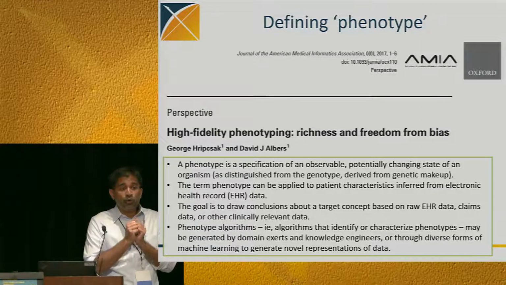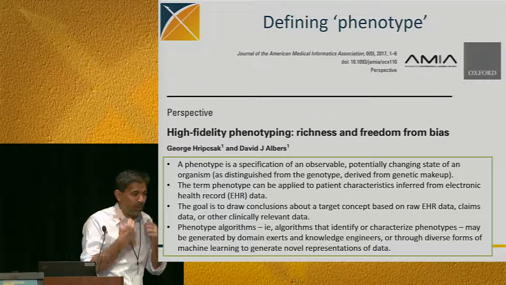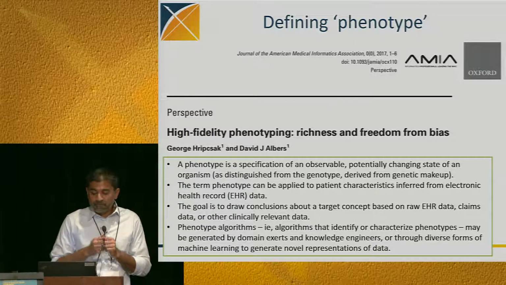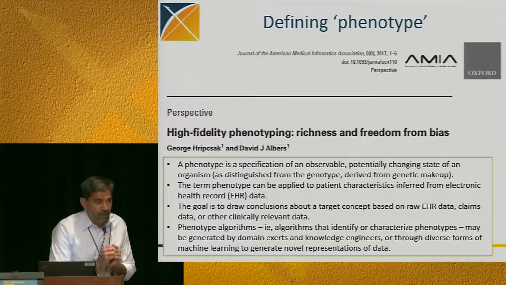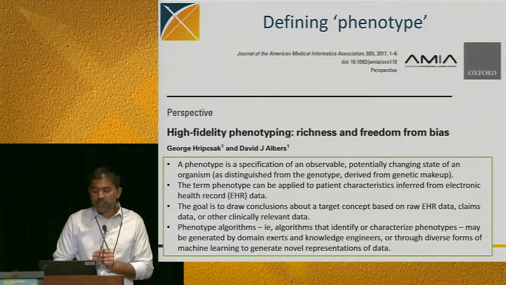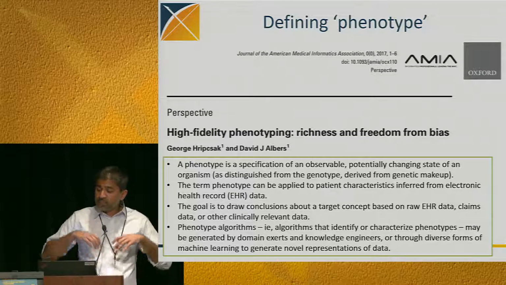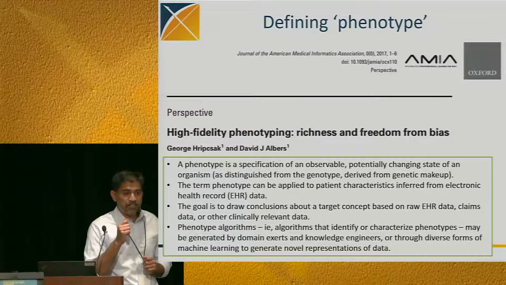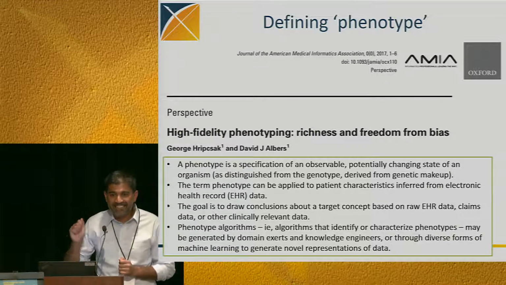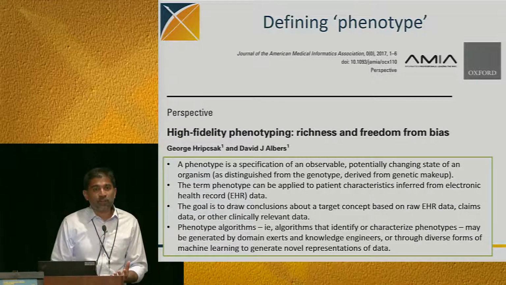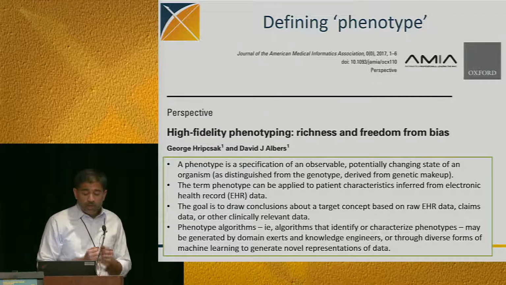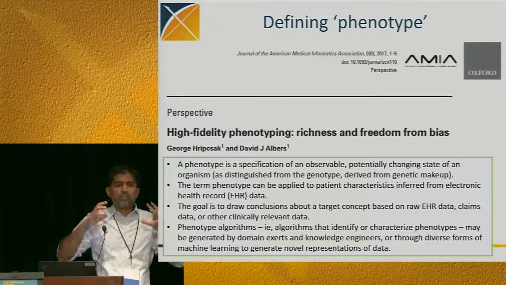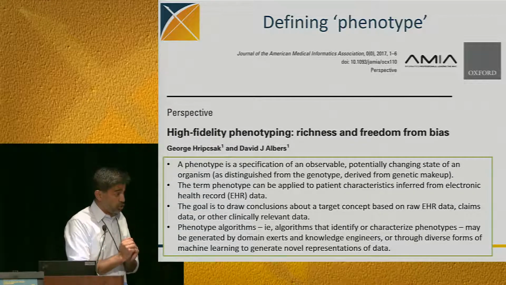Now, wouldn't it be cool to be able to query the database for this type of phenotype? So the formal definition of a phenotype by George Hripcsak and others was, a phenotype is a specification of an observable, potentially changing state of an organism. Angina is an observable, potentially changeable state of an organism. Correct? So this concept of phenotype can be documented in various electronic forms.